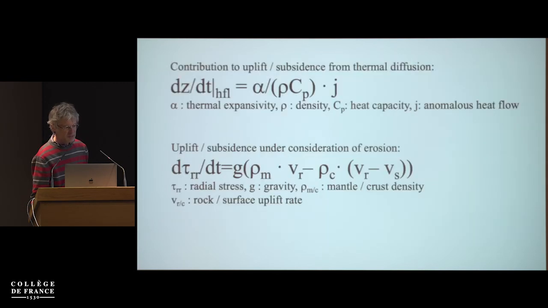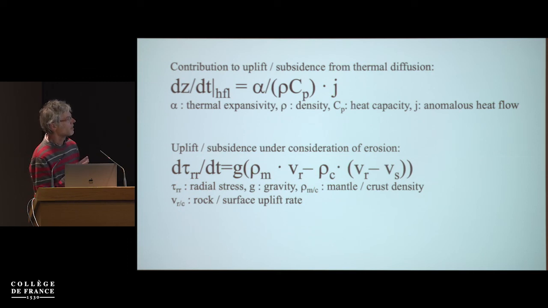And finally, there are also contributions due to thermal diffusion, as I said, which, at least for recent times, you can infer from the anomalous heat flow and correct for. And under uplift and subsidence, considering erosion, it changes, which is important for time dependence. For example, if you have rock uplift and surface uplift rate equal, then this term falls off, and the radial velocity is simply stress change divided by gravity and density.